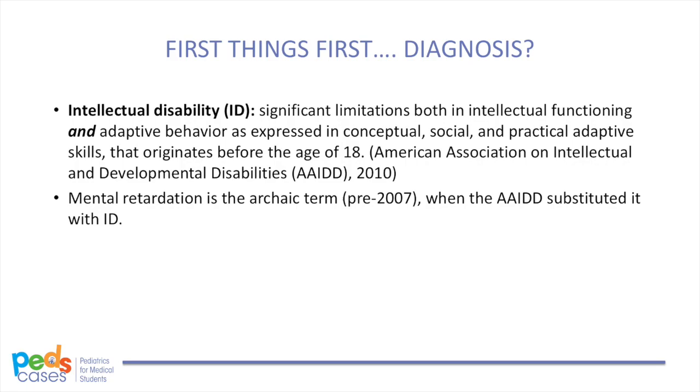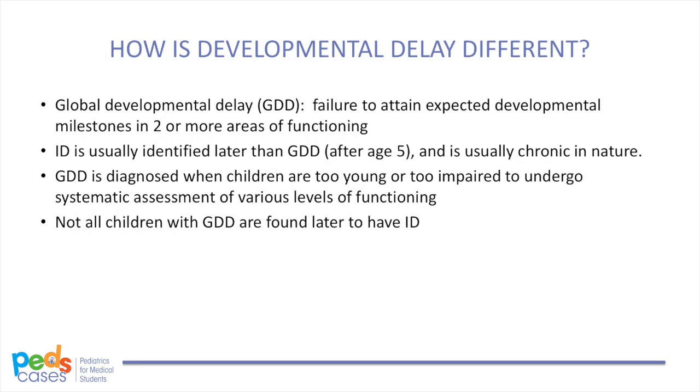That's right. And global developmental delay, or GDD, is the failure to attain expected developmental milestones in two or more areas of functioning. Not all children with GDD are found later to have intellectual disability. And ID is usually identified later than GDD, after age 5, right? And is usually chronic in nature. A child may be delayed in a certain area, but later catch up and have no delay or disability.